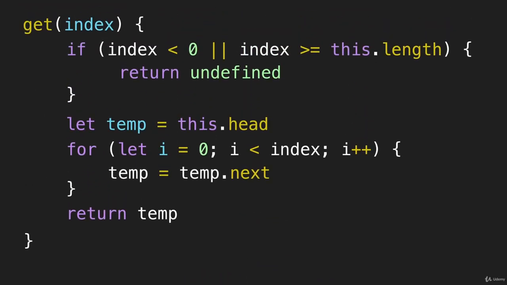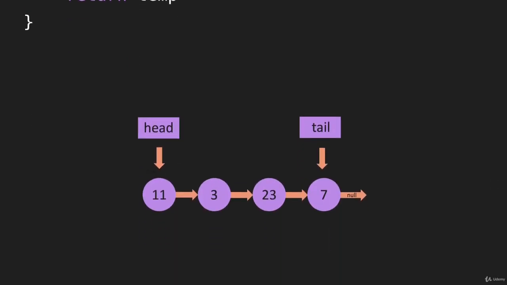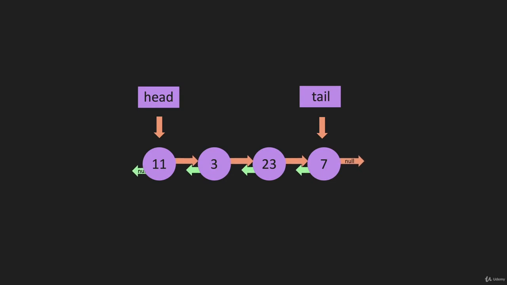So let's put this in with the rest of our code. This was the entire method for get for a singly linked list, but we're going to make some changes to this for a doubly linked list. Let's turn this into a doubly linked list like that. And let's say we're going to get this 3 node here, the one at the index of 1. We would start at head and we would get to this node. Then we would return that node.